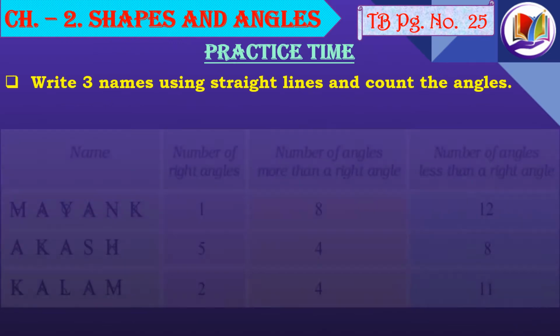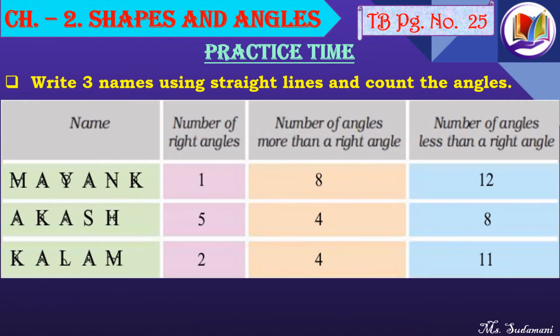Children, in the next activity here, we are going to write 3 names using straight lines and count the angles formed by them. That is the number of right angles they form, number of angles that are more than right angle and number of angles that are less than right angle. So can you try and find out? You can use some other names other than this. I have just given this as an example for you. You can write your own name and find out the angles formed by the alphabets of your names. So good luck. Enjoy doing it.